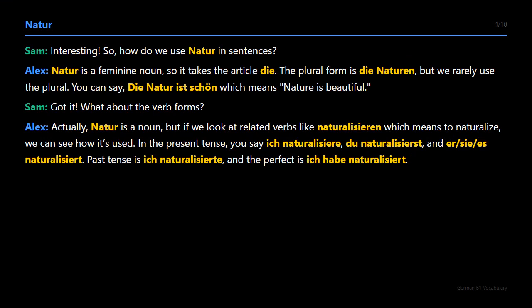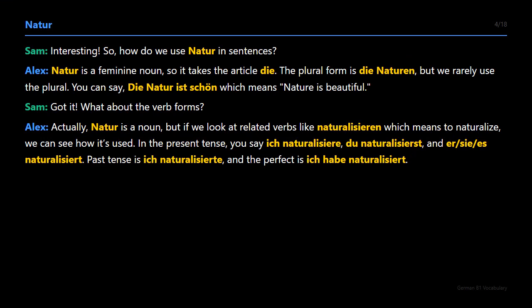Sie, es naturalisiert. Past tense is, Ich naturalisierte, and the perfect is, Ich habe naturalisiert.